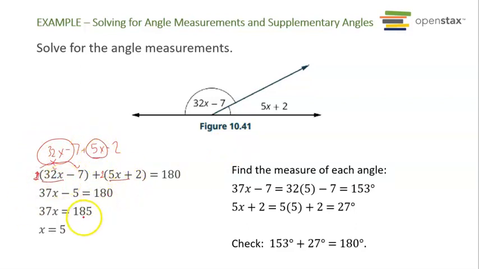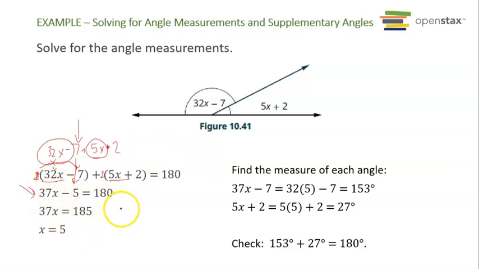32x's and another 5x's is 37x's. A negative 7, and it ate my little sign there, but that's a positive 2. If I owe somebody $7 and I give them back $2, I only owe them $5. So that's a minus 5. So now that side has been simplified. There's no other like terms right now because this has an x and this doesn't.